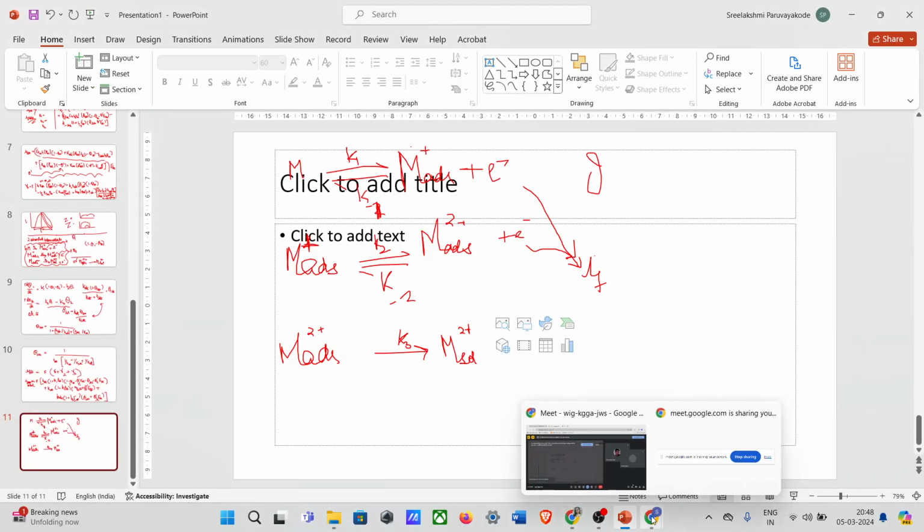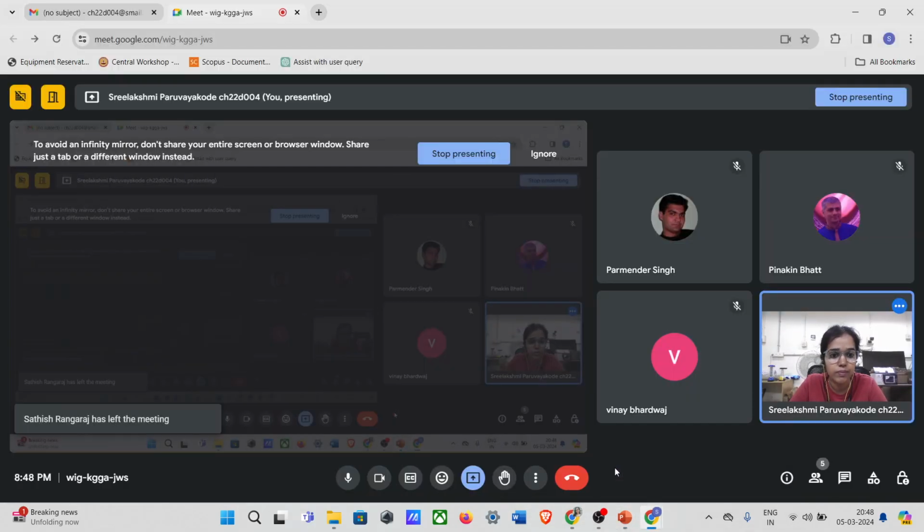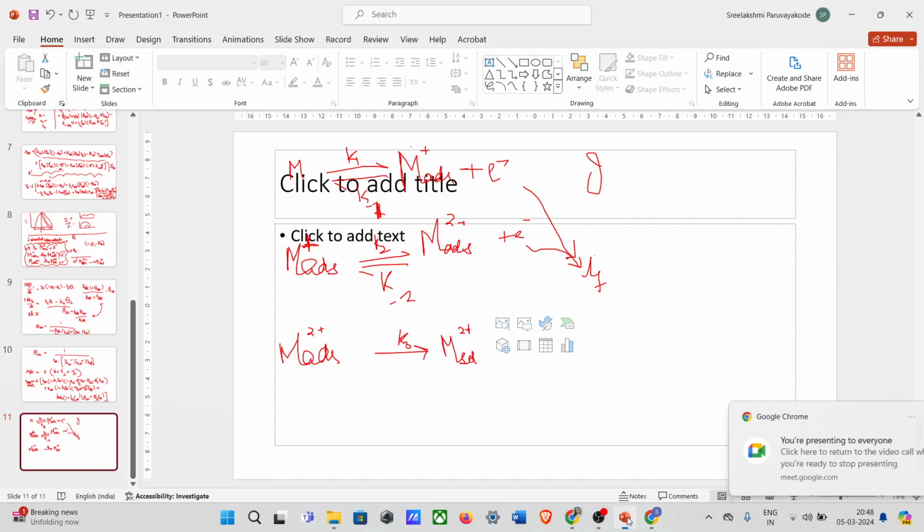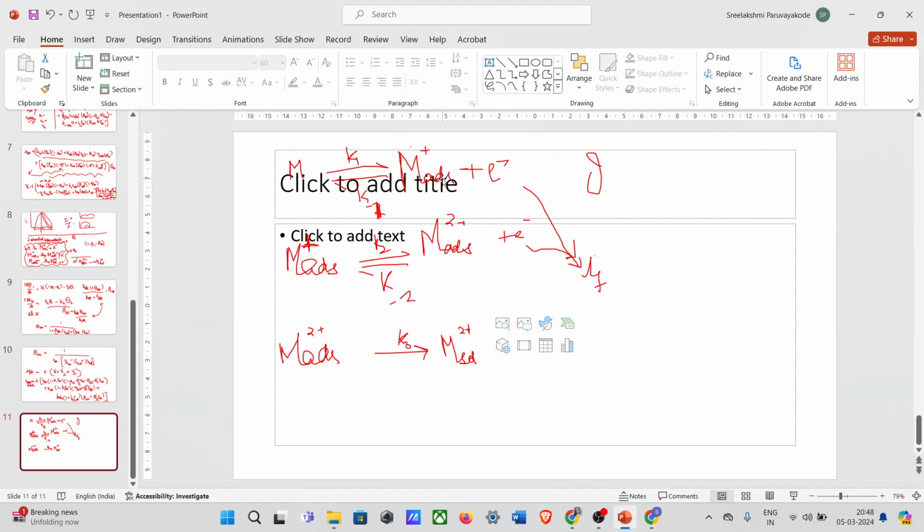Anyone has any doubt in what's taught today? In this, how many intermediate species are present? Just now you explained. How many? You can see here, MHOP plus is formed in the first step, and then in the next reaction, MHOP plus is getting converted to MHOP 2 plus. So there are two intermediates. This one, the M solution 2 plus, is directly going into the solution. So intermediates means the ones which are present on the surface.